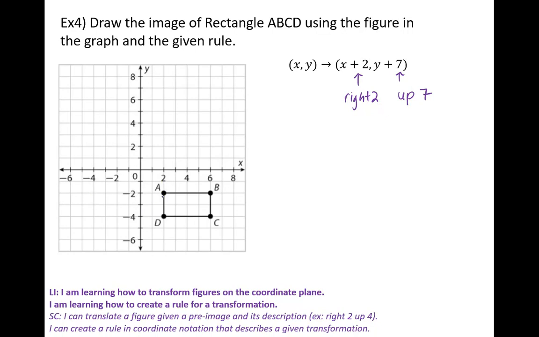So I'm going to follow those with each one of these. So I'm going to start with A. I'm going to go count right 2 and go up 7. 1, 2, 3, 4, 5, 6, 7. There is A prime. And I do that with each one, right 2, up 7, right 2, up 7. There we go. Oh, I did D prime, whoops. All right, and right 2, up 7, and C prime. And connect the dots, and there we have our next transformation. Now, if you prefer to write out the ordered pairs and then plug them in, you can still do it that way, but this is just another way to approach the problem.